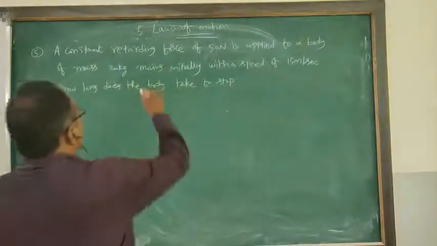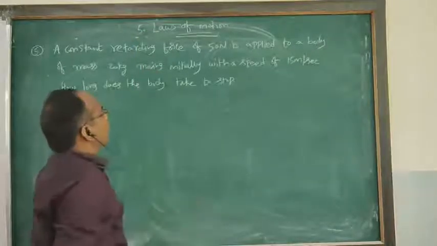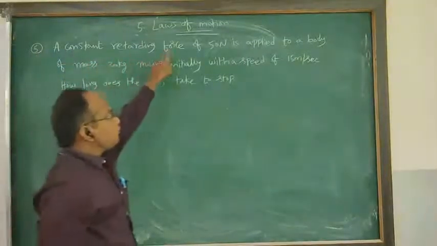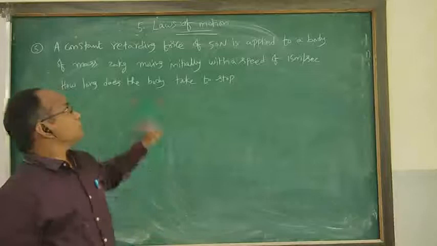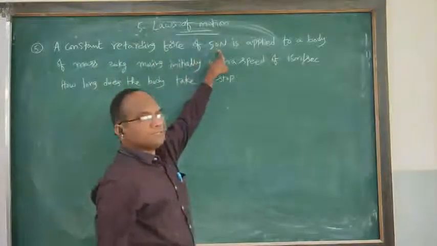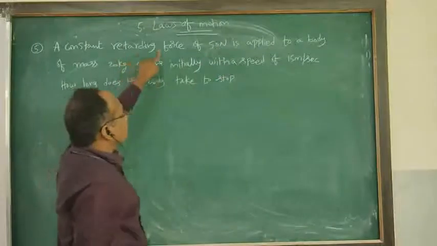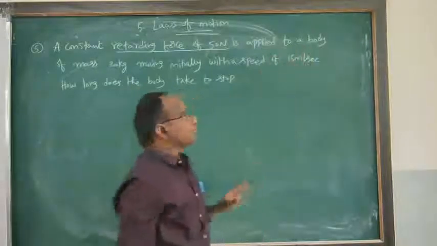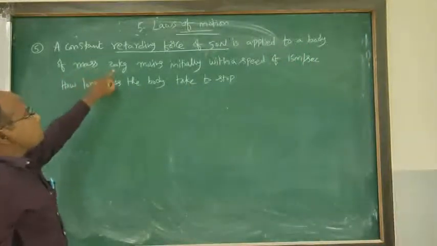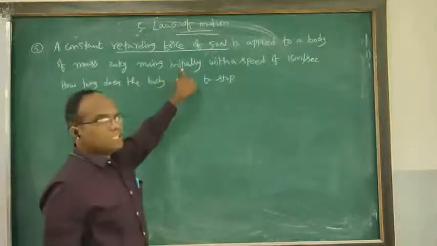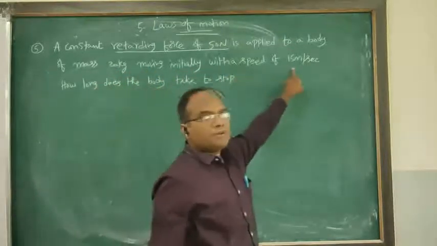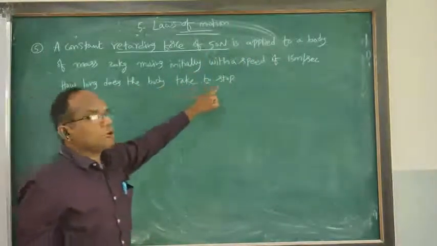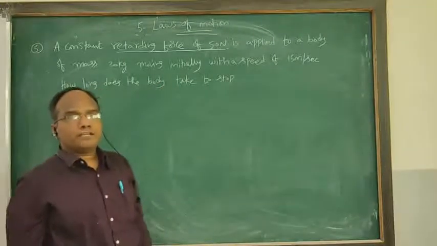See here, laws of motion. The first problem, fifth problem, 5.5. A constant retarding force of 50 Newton is applied to a body of mass 20 kilogram moving initially with a speed of 15 meter per second. How long does the body take to stop?